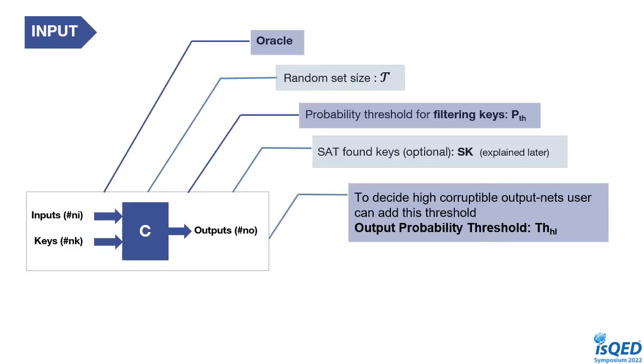So as an input to the algorithm, we need the Oracle. We need the random set size, the probability threshold for filtering the keys, the SAT found keys, which I'll explain later, and also to decide high corruptibility output nets, we can use an output probability threshold.